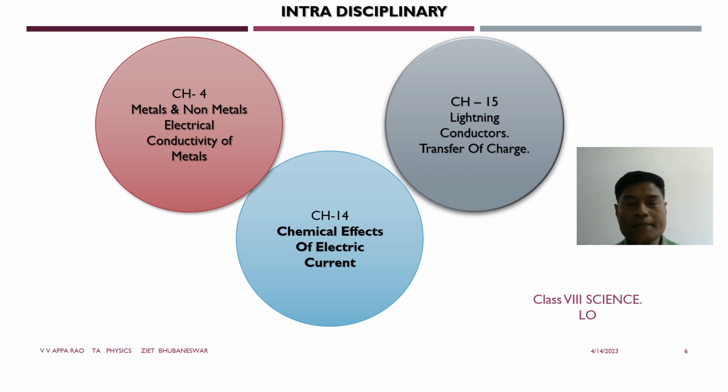These two concepts are more helpful to understand lightning conductors, which is chapter 15 under the same science subject. Here, lightning conductors, which metals are used for lightning conductors, how the charge is getting transferred can be better understood by considering the earlier or previous skills learned in chapter 4 and chapter 14. In this way, they can build new knowledge and skills in chapter 15.